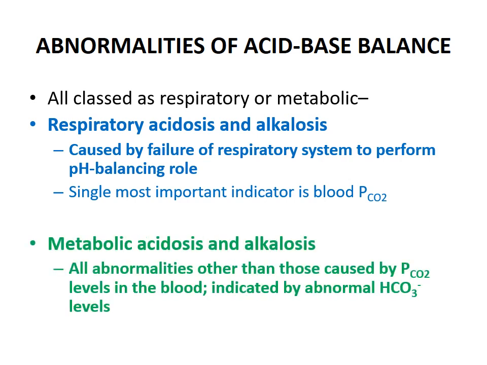Metabolic acidosis and alkalosis, on the other hand, have nothing to do with the respiratory system. If there is any problem in other systems, such as in the blood or in the kidney, that can alter the pH and the acid-base balance, those situations are referred to as metabolic acidosis and metabolic alkalosis, or abnormalities other than those caused by the partial pressure of carbon dioxide in the blood, indicated by abnormal bicarbonate levels.